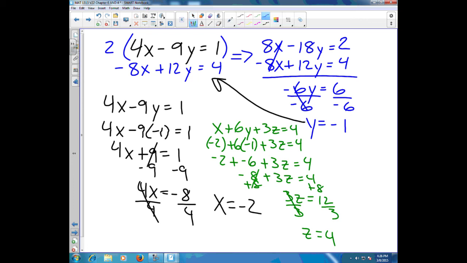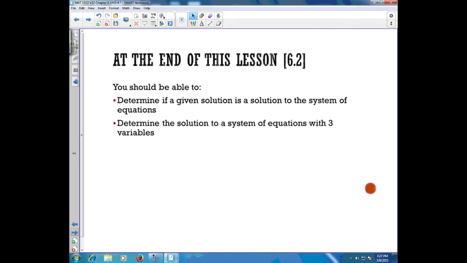And so our ordered triple, the solution, is going to be the point x, y, and z, which in this case is -2, -1, and 4. So at the end of this lesson, you should be able to determine if a given solution is a solution to a system of equations, and determine the solution to a system of equations with three variables.